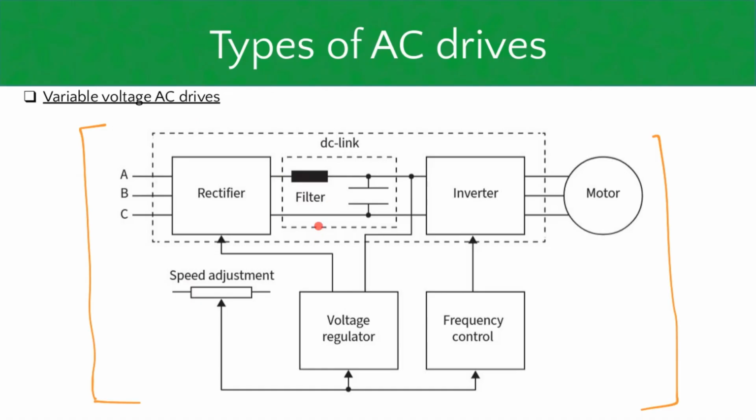And the diagram still looks the same from the previous syllabus, and the previous syllabus called this a constant voltage AC drive. Anyways, for the variable voltage AC drive, I think it refers to the speed adjustment here. So you're essentially changing your regulating voltage here. And as you can see, your frequency control then goes into your inverter. So the level of voltage that you have here is also going to determine your frequency. Okay.